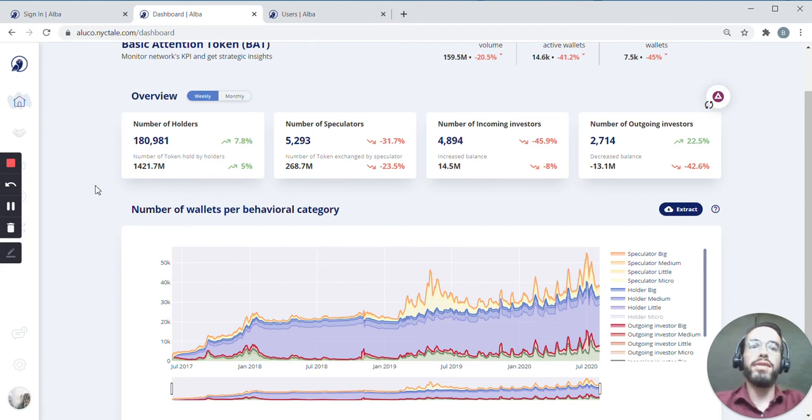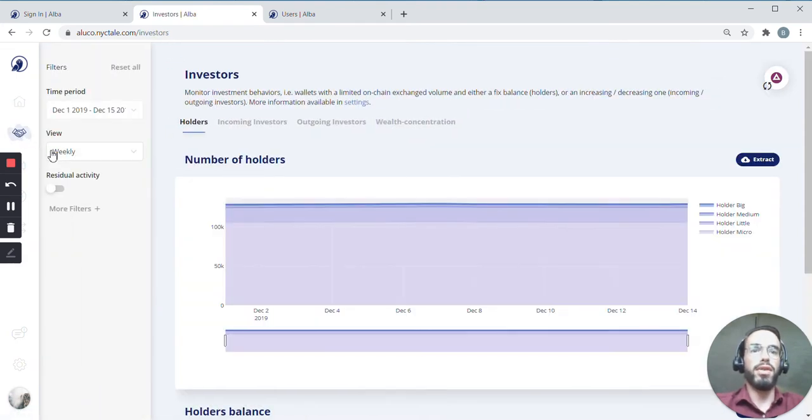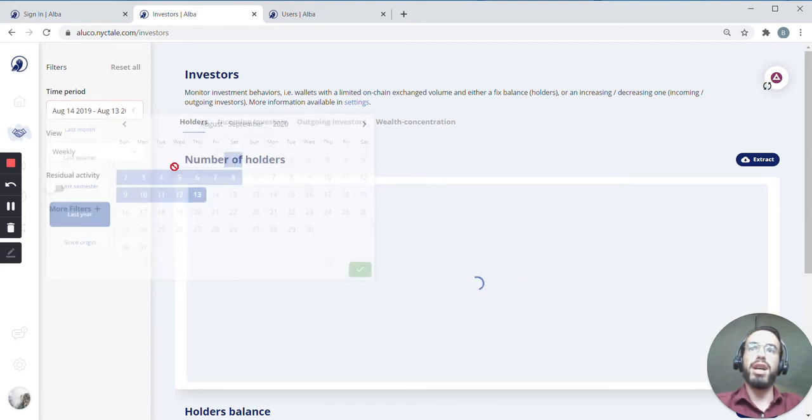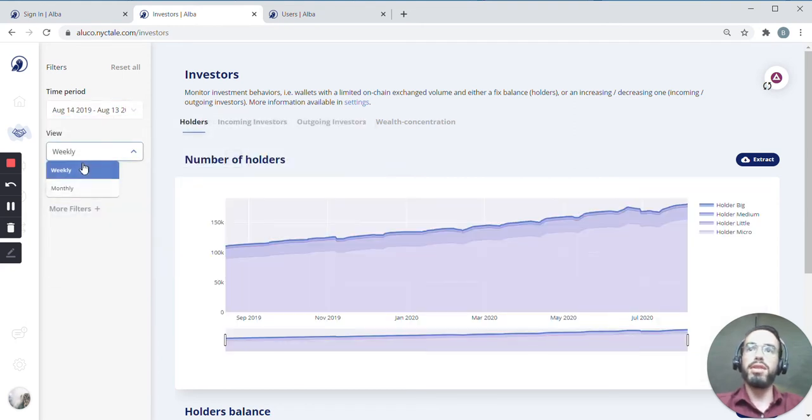There are 4 to 5 additional tabs for every asset we cover regarding investors, speculators, users when it's available, network statistics, and the user journey. On all of these tabs, you will find details on the indicators displayed on the overview, plus a few additional metrics of interest. You can use the sidebar to choose the period of time of interest and change the view mode between the weekly and monthly figures. On the Investor tab, the 3 first pages are dedicated to holders, incoming investors, and outgoing investors.